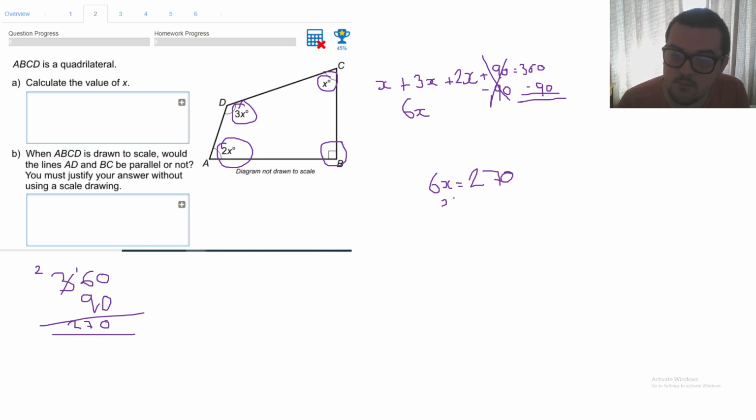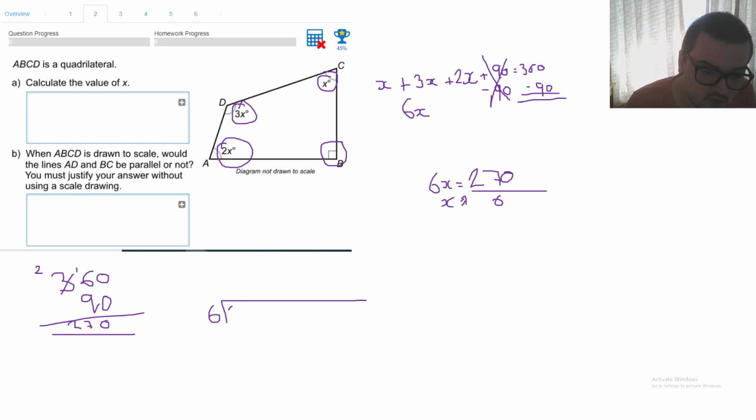Now we're looking to divide both sides by 6 because we're looking to solve for x. So we divide this by 6 and this is what our x becomes. Now we can do this using long division, bust up method, whatever you want to call it. So 270. How many 6s is going to 2?